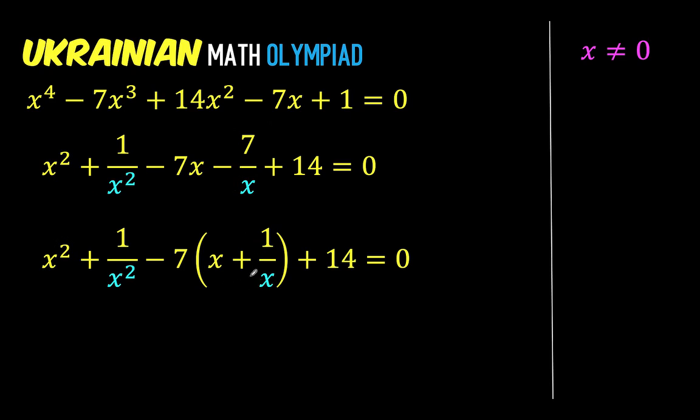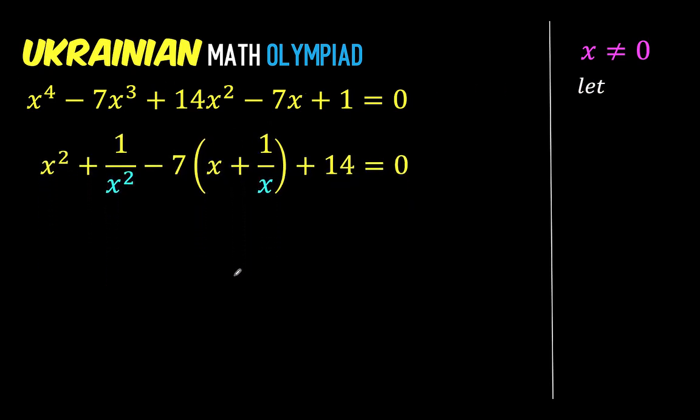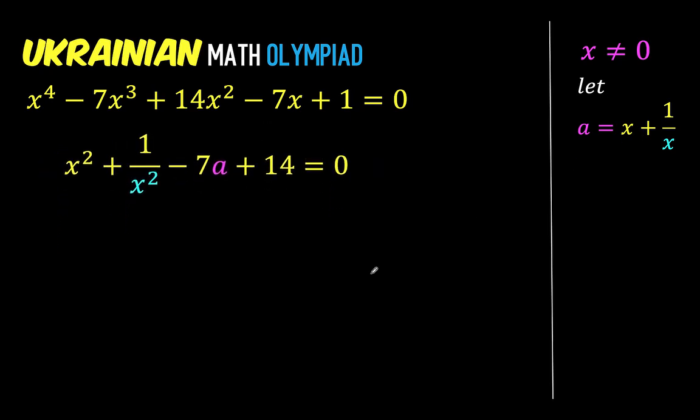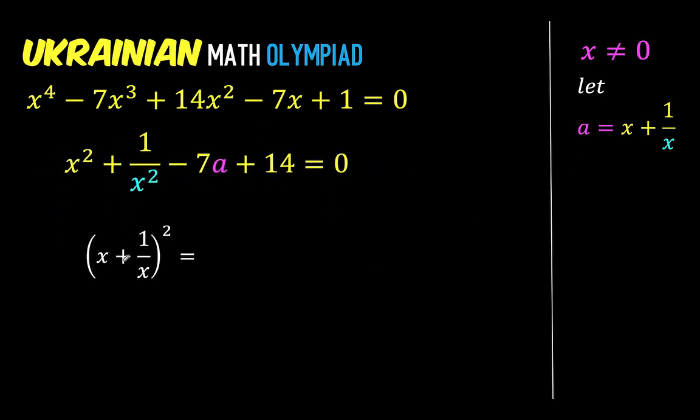Let's use a variable in place of this expression x plus 1 over x, and let's use the variable a for x plus 1 over x. That way, this entire binomial can now be replaced with the variable a. But we still have a complicated expression here, x squared plus 1 over x squared. Now, to get x squared, let's try squaring x plus 1 over x and see what will happen. Squaring this, we have to square the first term, plus twice the product of the first and the second terms, plus the square of the last term.